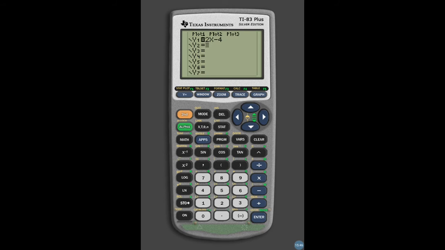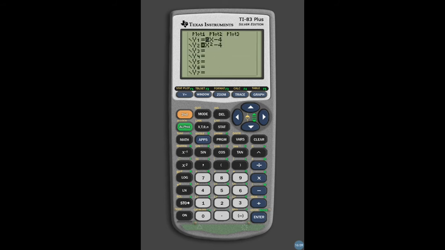Let's put that in as a function. And another one, x squared minus 4. Let's see what those functions look like. So if I hit the graph button, there's my first linear function, and there's my quadratic function. If I only want to see one of them, I can just highlight the equal sign, and then when I go back to graph, it'll only show me one of them.